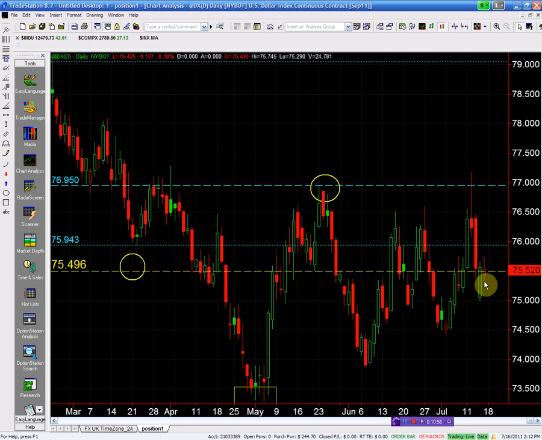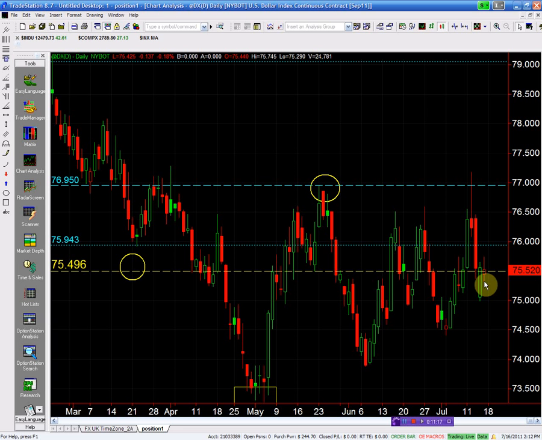So is this a buy signal or a sell signal? Sergey, you're quick. Buy signal or sell signal? Exactly, it's a buy signal now. So now I'm looking to be a buyer of the dollar.